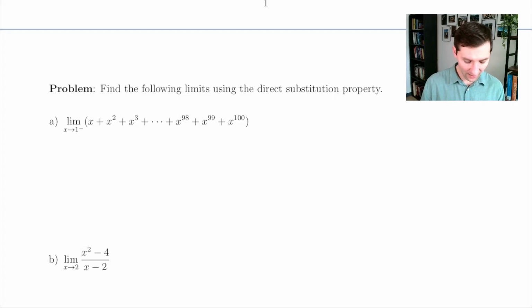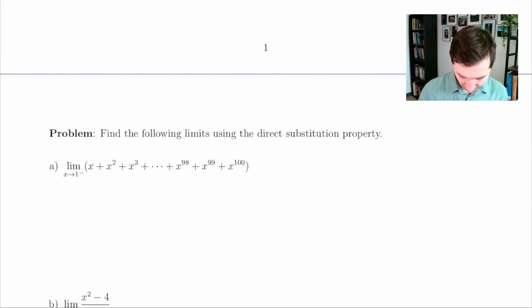If I had x approaching 1, not from the left, not from the right, but x just approaching 1, I could use the direct substitution property. Thankfully, the direct substitution property also works for one-sided limits. So that means I can simply plug in 1 to this expression to compute this limit.